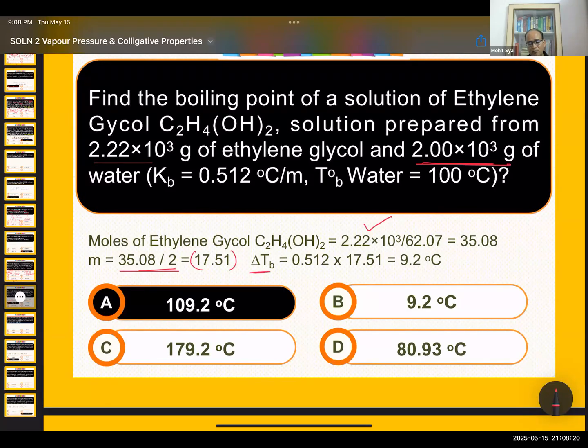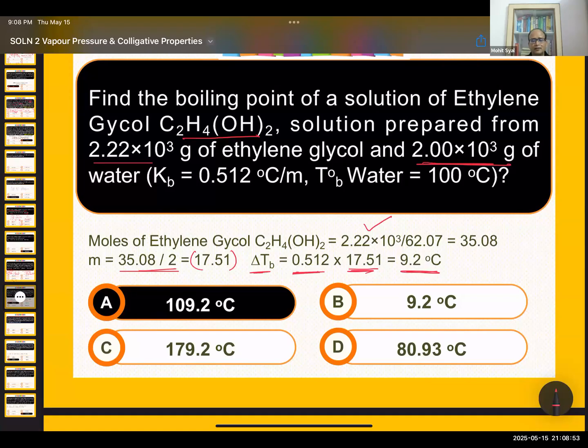And now I will put the formula delta TB equal to Kf into molality, and I have taken i as 1 because this is a covalent molecule. This is not like NaCl or CaCl2. This is a covalent molecule, so I will not take i as 2 or 3 or 4. Just 1. I will not mention it. If it is not mentioned, it means it is a covalent molecule. So 9.2.